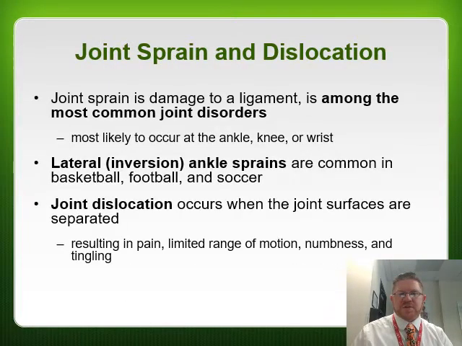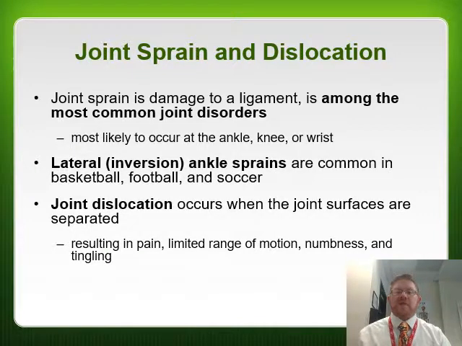Sprains and dislocations. I'm not going to spend a lot of time here because we've done this in injury prevention classes, sports medicine and first aid. Joint sprain is damage to ligaments. One of the most common joint disorders. Again, that inversion ankle sprain is number one. You might also see sprains in the knee or the wrist. There it is, that lateral inversion ankle sprain. Basketball, football, soccer, anything where you might roll your ankle.